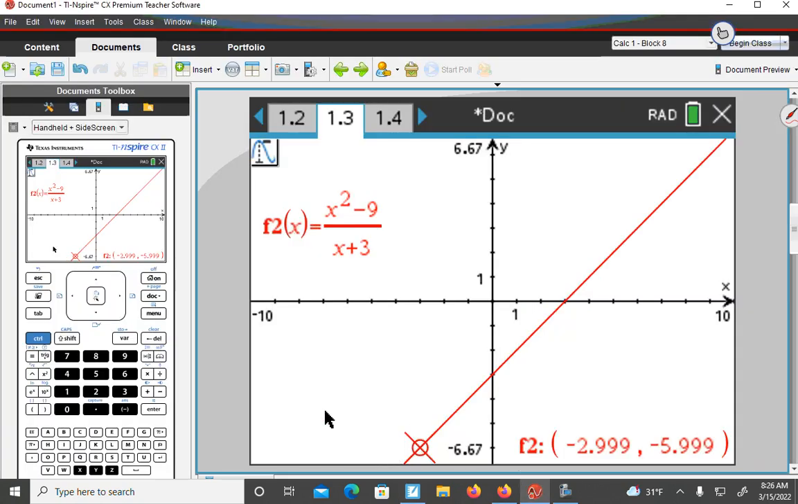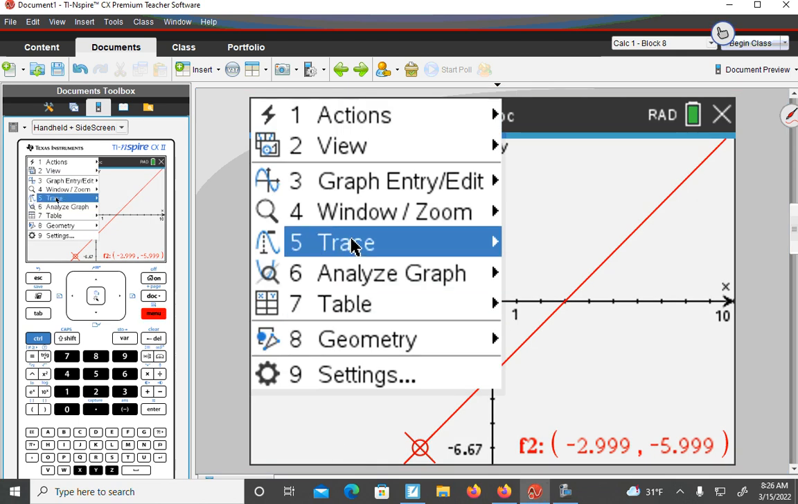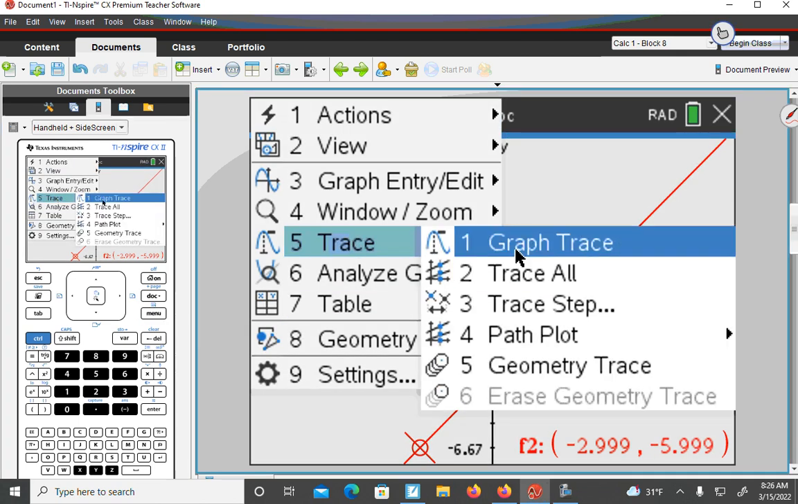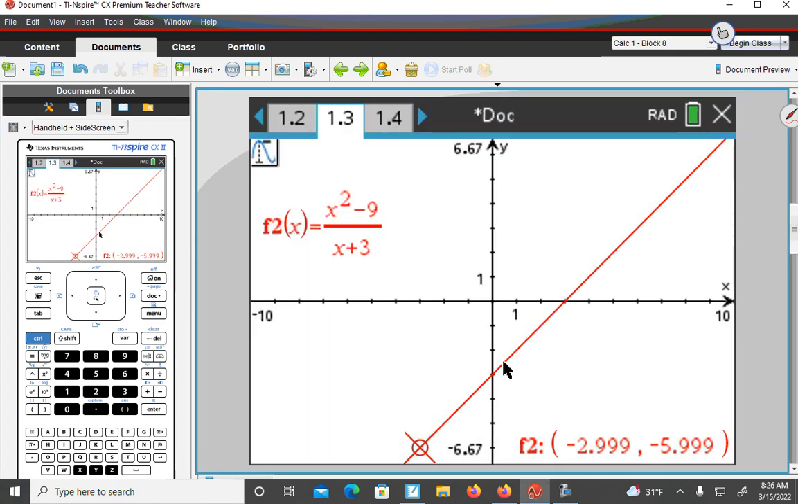Doing the same thing on the calculator, and you can see that I've already done this, but I'm going to hit menu, trace, graph trace, and then I'm going to type in, what did I say?